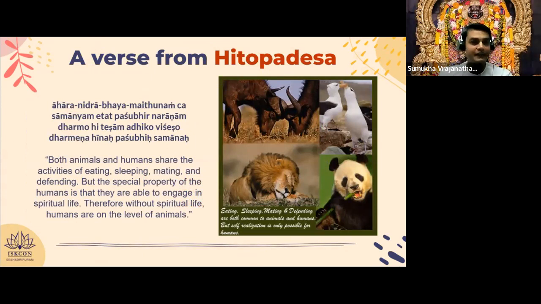Okay, I request any devotee who wants to read this sloka. Who wants to give it a try?